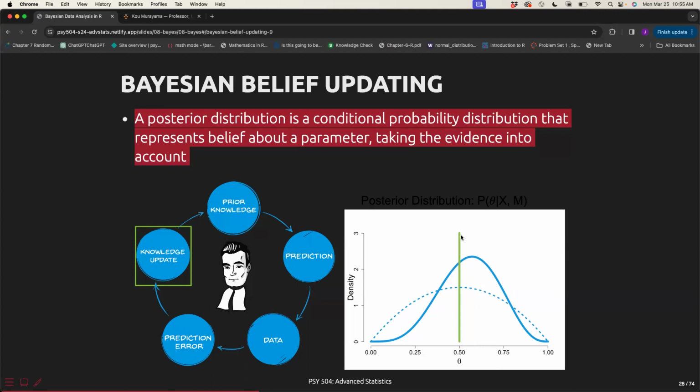So there's something missing here. This green spike prior doesn't have a posterior distribution. Why would that be? So it's missing from this graph. Anybody want to take a guess why there's no posterior distribution there?